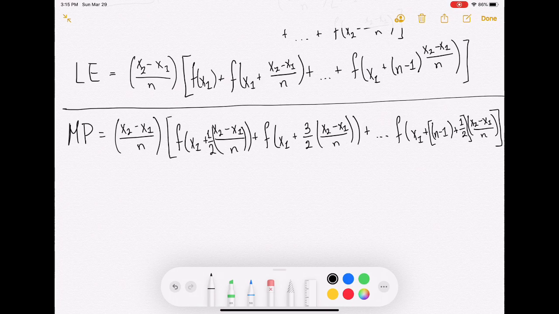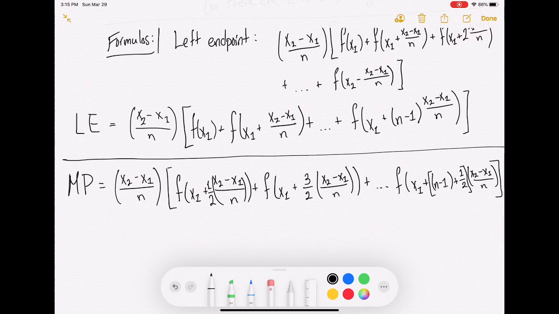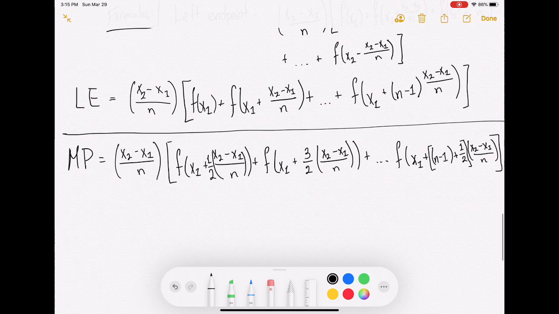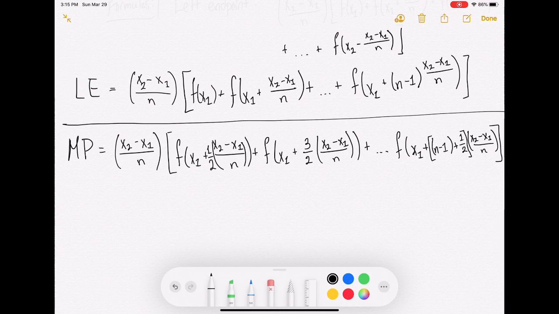Just as above, you can think about it also as x2 minus 1/2 times the width. Whichever way works better for you, that's the way you want to think about it. Yeah, this is probably the best way of writing it. You end up at n minus 1/2 there. That's the best way of writing it. And as I said before, this will make a lot more sense when we do it as an example.